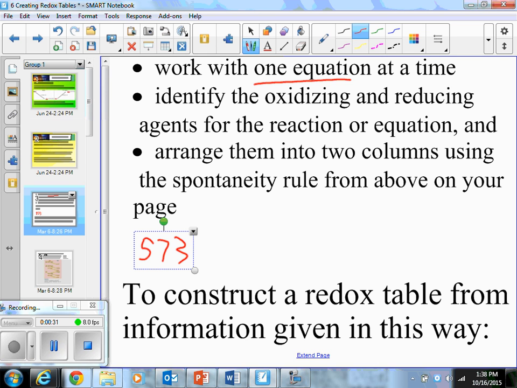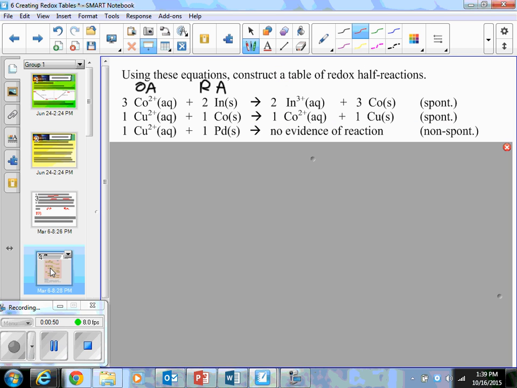With one equation at a time. Okay, and we start by identifying the OA and the RA for that one equation. Then we arrange them into two columns. So we always have OAs on the left, RAs on the right. Let's look at an example here.